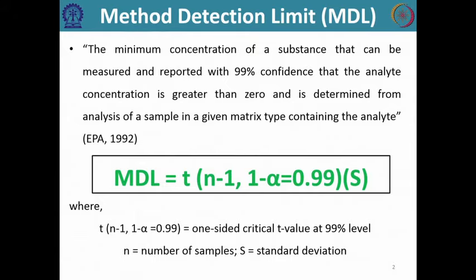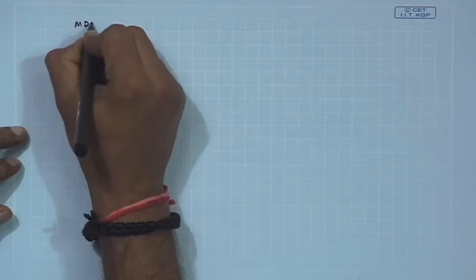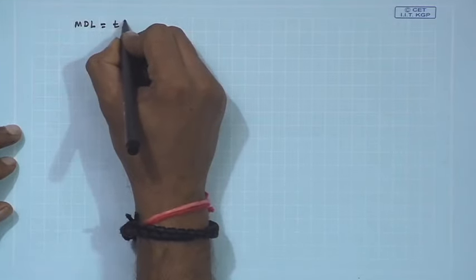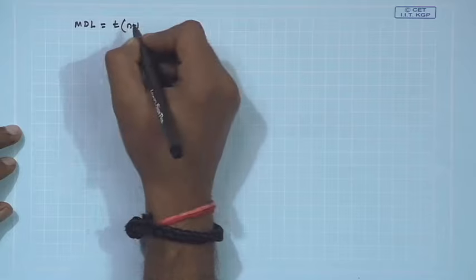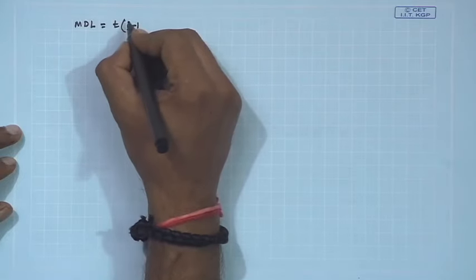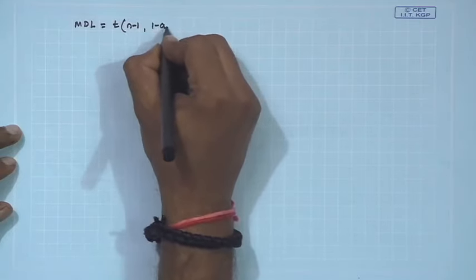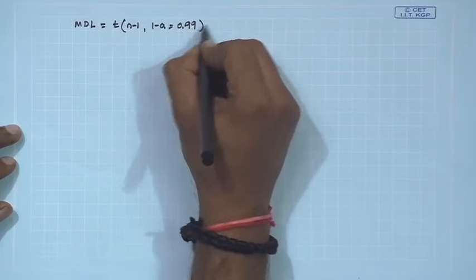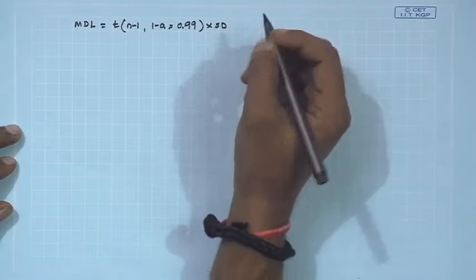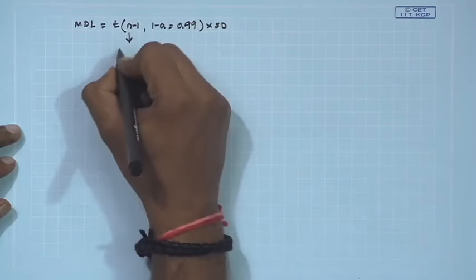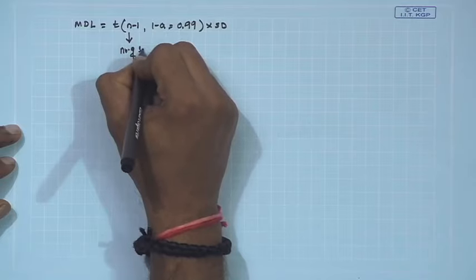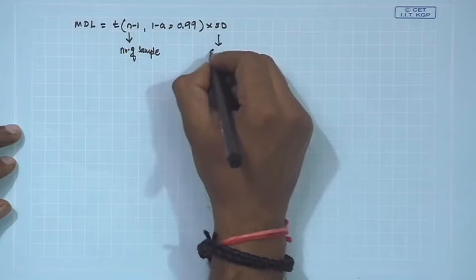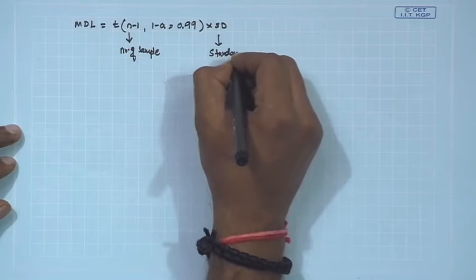So, what is MDL? It is the method detection limit. MDL equals the Student's t value for (n minus 1, 1 minus alpha), where n is the number of samples, n minus 1 gives you the degree of freedom, and 1 minus alpha here is the 99% confidence level, multiplied by the standard deviation. So, we know that n is equal to the number of samples and SD is equal to the standard deviation.